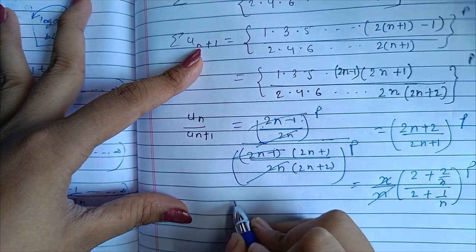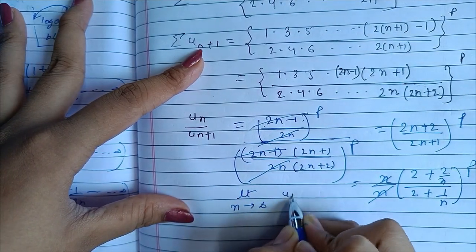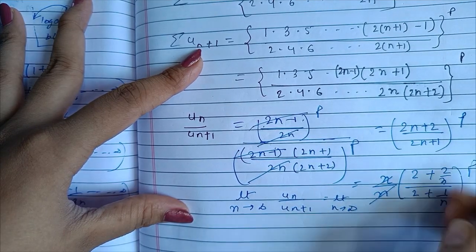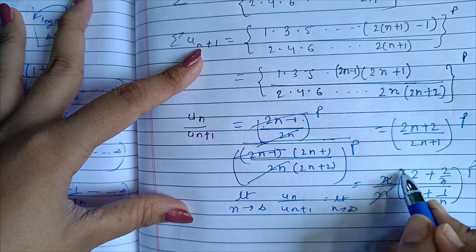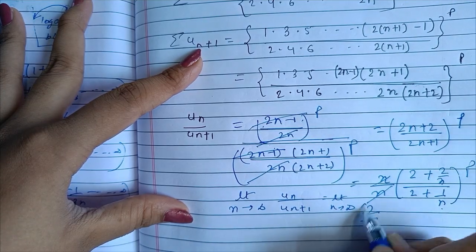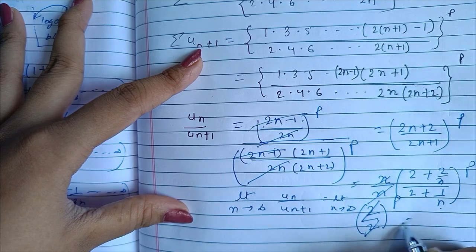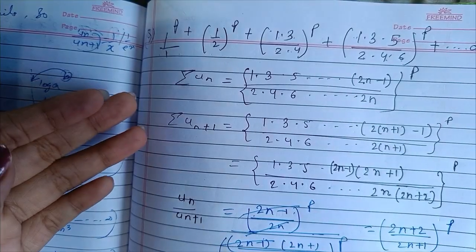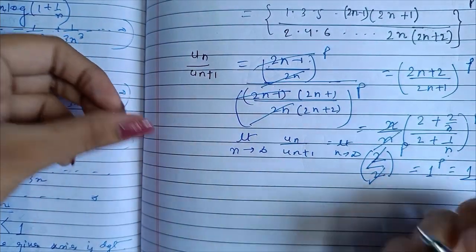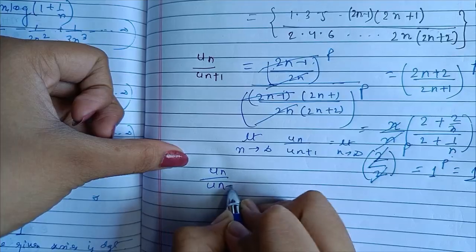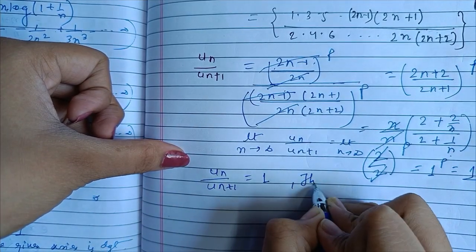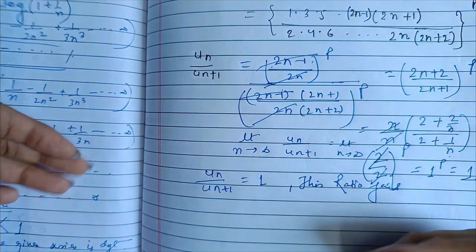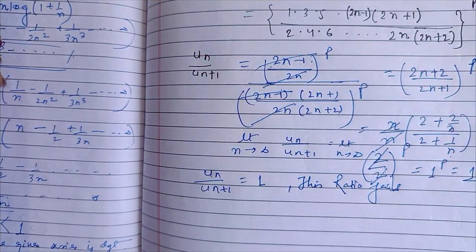Now when I apply the limit n tends to infinity, un by un plus 1 is equal to limit n tends to infinity, this completely is becoming 0. So I am left with 2 upon 2 to the power p. This is again cancelled and left with 1 to the power p, that is 1. So this is a very good question that I'm simply getting 1 as my ratio. So un by un plus 1 is 1, means this ratio fails. We are heading towards the application of logarithmic ratio test.